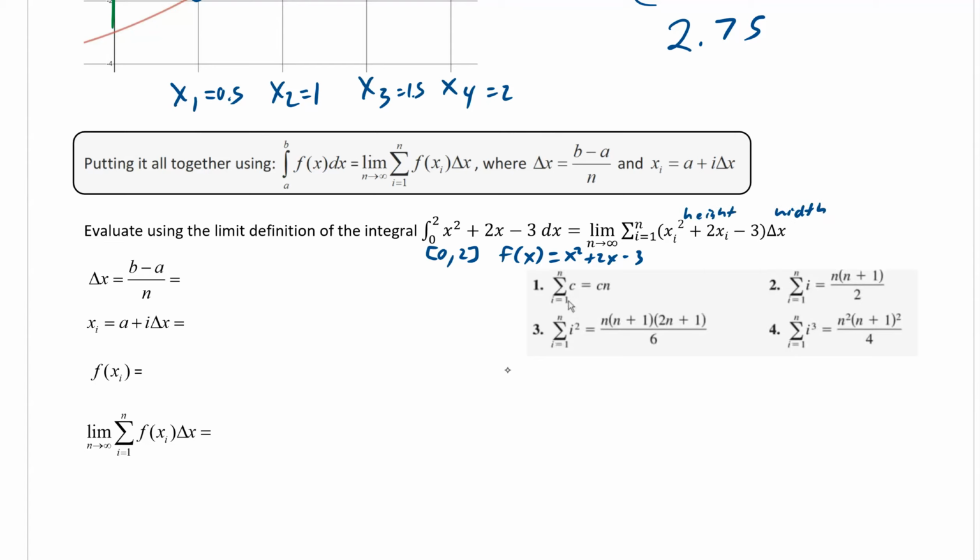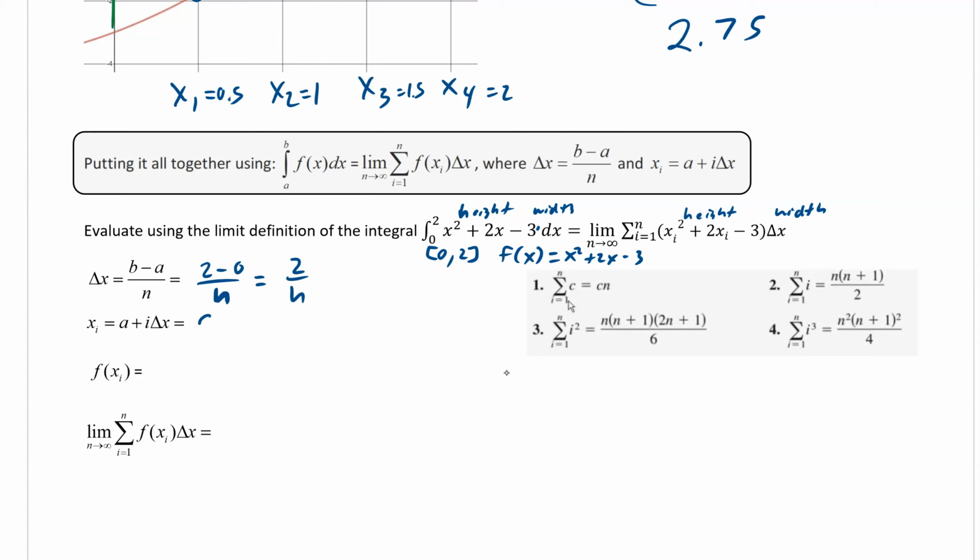So it works the same way inside. This is our height, and this is our width, dx. So you can see that we're doing the same thing that we've been doing there. It's just summing up the rectangles. So our b here is 2, take away 0, and the n is going off to infinity, so you have to leave it.